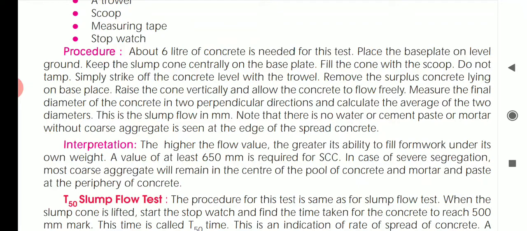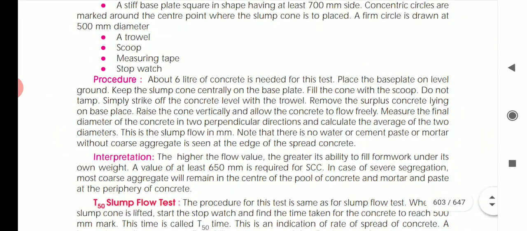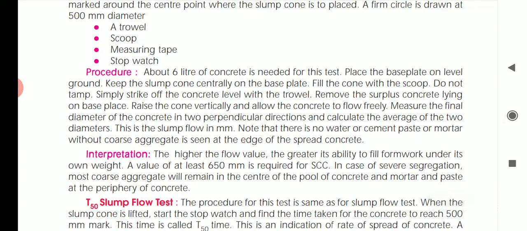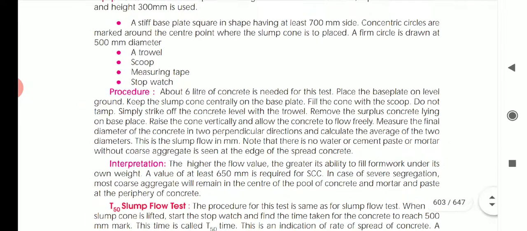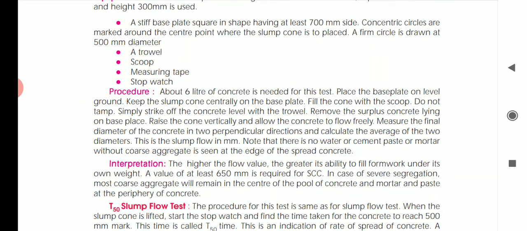So what are we going to get from this test? The higher the flow value, the greater is the ability to fill formwork under its own weight. So higher should be the flow value. A value of at least 650 mm is required for self-compacting concrete. So when you do this slump flow test, at least it should spread about 650 mm. Then it will be considered as a good quality SCC.